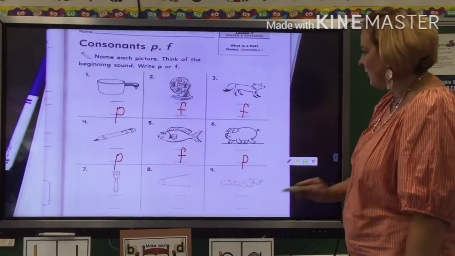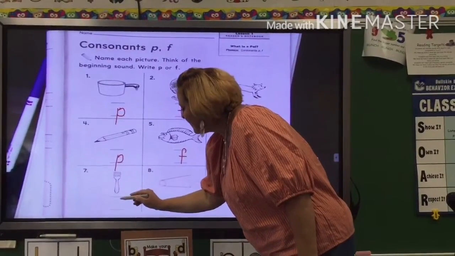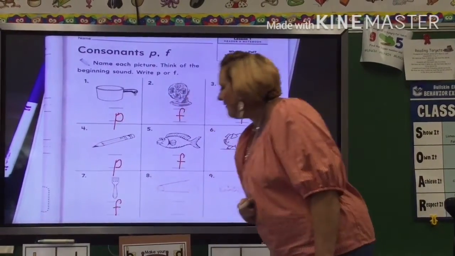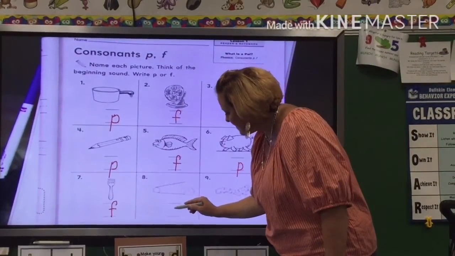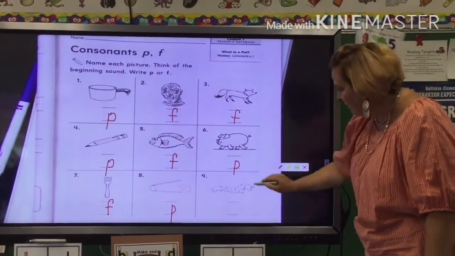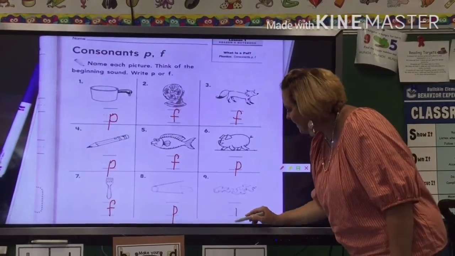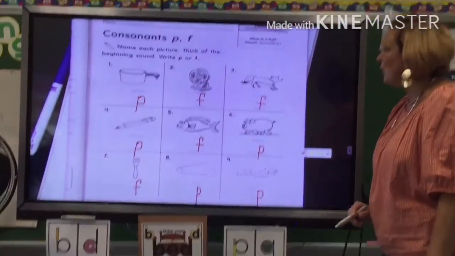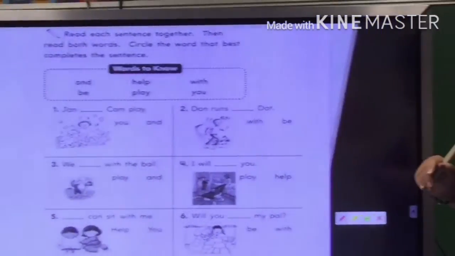Now we have one more row. We have a fork. What would fork start with? Fork. Letter F. Pin. Pin. Letter P. And we have puzzle pieces. Puzzle. P. Those are for our letters P and F today. Okay, so it's day 2.